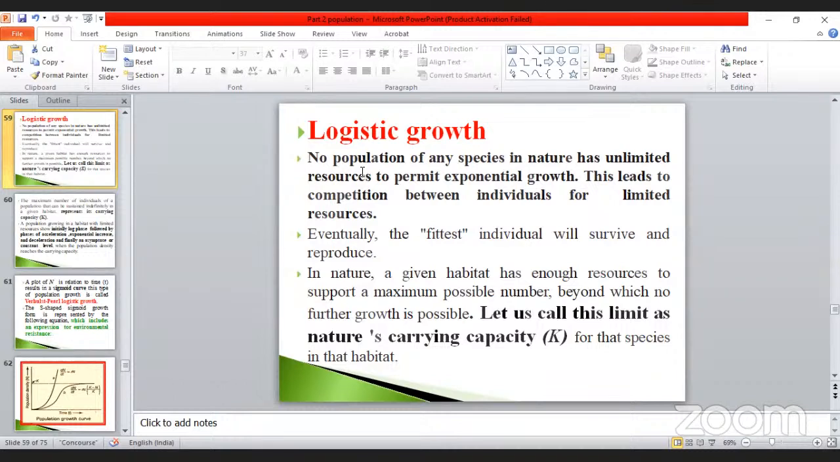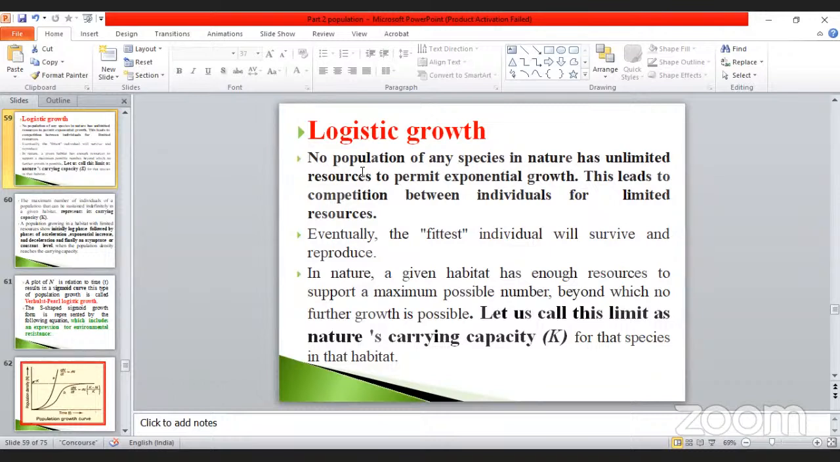Okay, my dear. So eventually the fittest, what is the meaning of fittest? All the resources present in the atmosphere where you are living, how that atmosphere is fit for you, provides and supports you. That is the reason. For all aspects, it will be supporting you. That is the reason the individual will survive and reproduce.